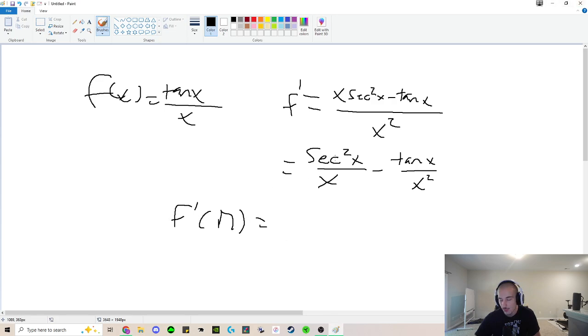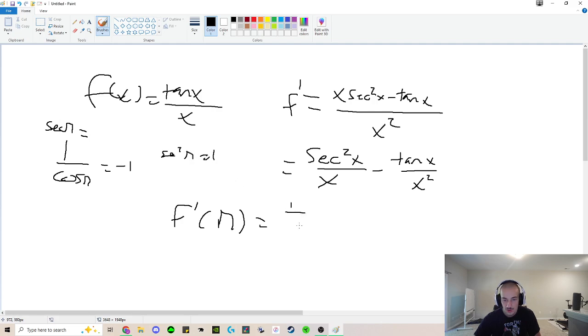F prime of pi, well, what is secant of pi? I don't really have secant memorized in the unit circle, but what we can say is 1 over cosine of pi. And what is cosine of pi? We know it's -1, right? So this means that secant of pi equals -1. So secant squared of pi is 1.